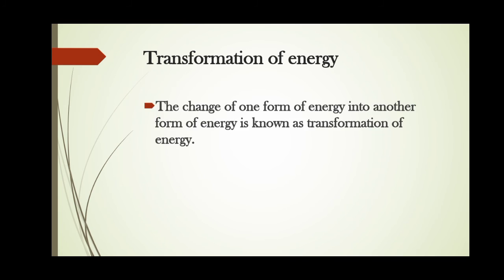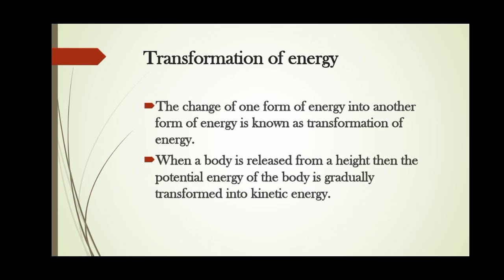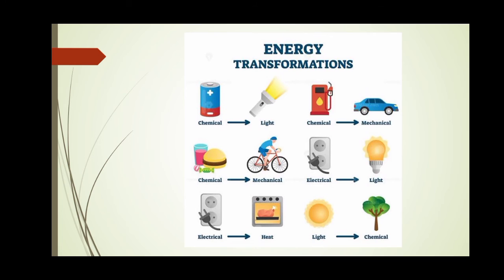Transformation of energy. The change of one form of energy into another form of energy is known as transformation of energy. When a body is released from a height, then the potential energy of the body is gradually transformed into kinetic energy. Here you can see some of the energy transformations. The chemical energy of a battery or a cell is transformed into light energy. Chemical energy from the food can be transformed into mechanical energy of the body. The electrical energy can be converted into heat energy. Just like the chemical energy can be converted into mechanical energy of a car, electrical energy can be converted into light energy. And the light energy, the radiant energy from the sun, can be transformed into chemical energy.